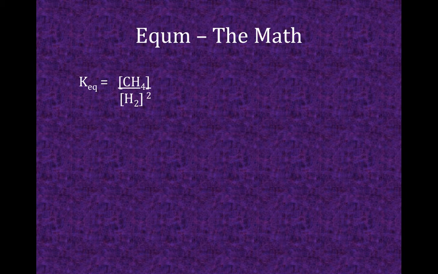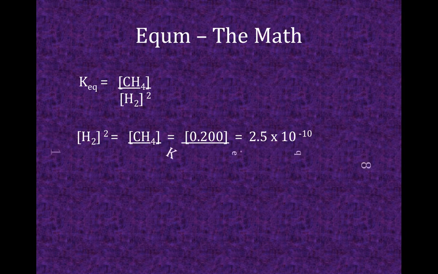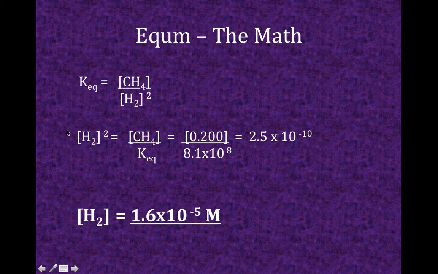So this is a good general rule. Start by writing out the KQ expression, and there it is, products over reactants. What we do is we rearrange this equation to solve for the unknown. The unknown was hydrogen. So the hydrogen squared goes up here and the KQ comes down here, moving diagonally across the equal sign. And we punch in the numbers from the question, boom divided by boom, and we have to understand that that is squared, but we just want the hydrogen concentration, so we're going to take the square root.